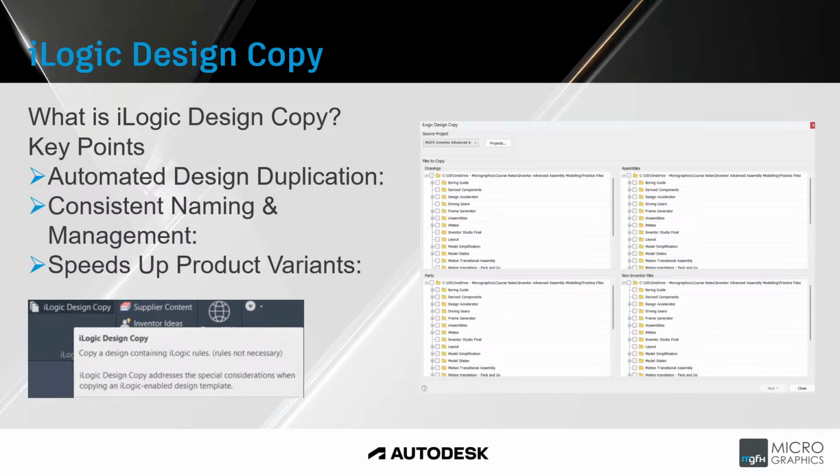iLogic Design Copy. Now, what is iLogic Design Copy? This is an automation tool within Autodesk Inventor that helps you quickly create multiple variations of a design by copying and modifying it. And you'll find this iLogic Design Copy on your Home tab in Inventor when you open it up.